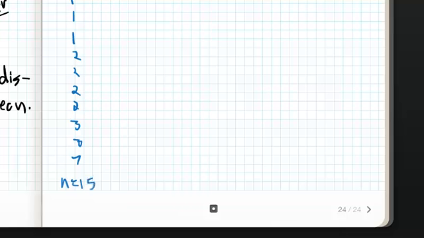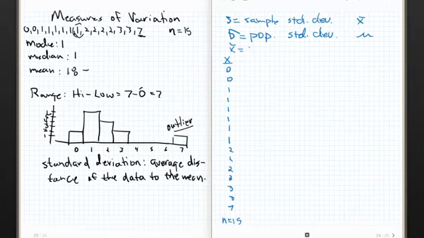So this is n equals 15. All right, now we also knew from before, from over here, we know that the mean is 1.8. So let's just write that down so we have it sitting up here. Mean equals 1.8. Now, I'm going to take x minus the mean. All right.